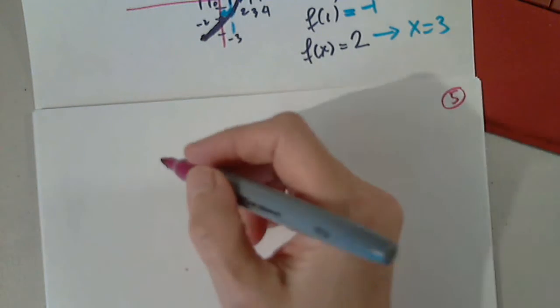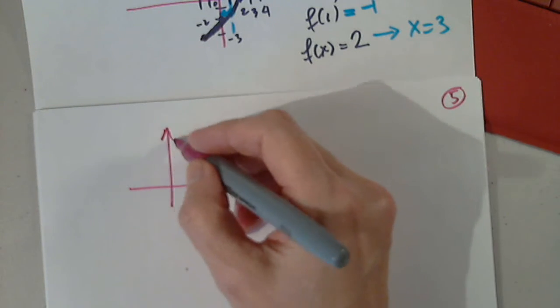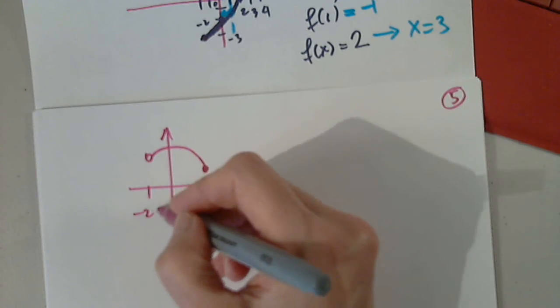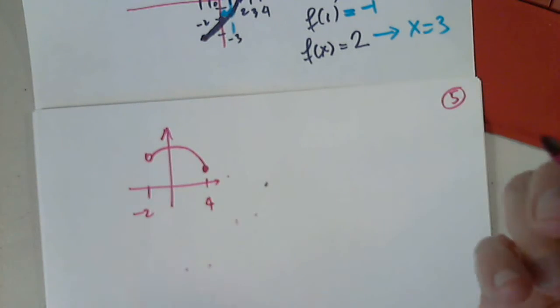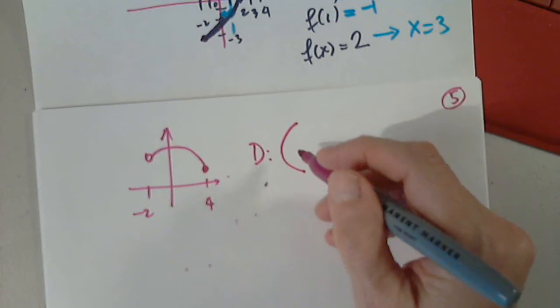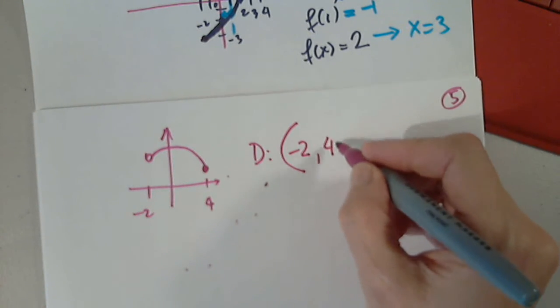Yes. So if I have, for example, something like this, let's say this is at -2 and this is at 4, then the domain of this function would have been open parenthesis, in other words, -2 comma 4 with a bracket.